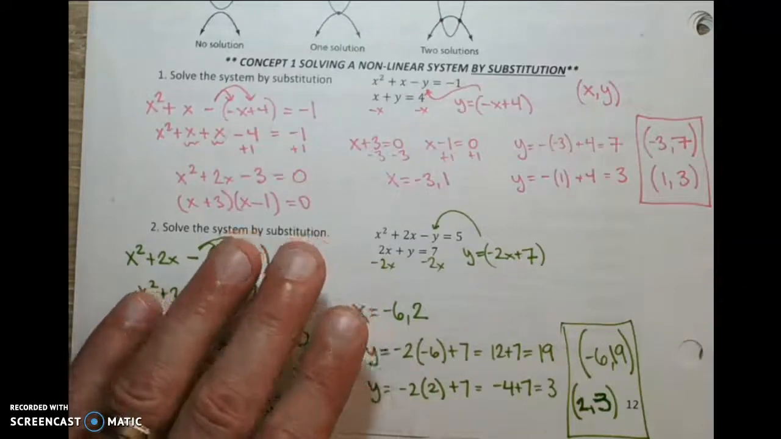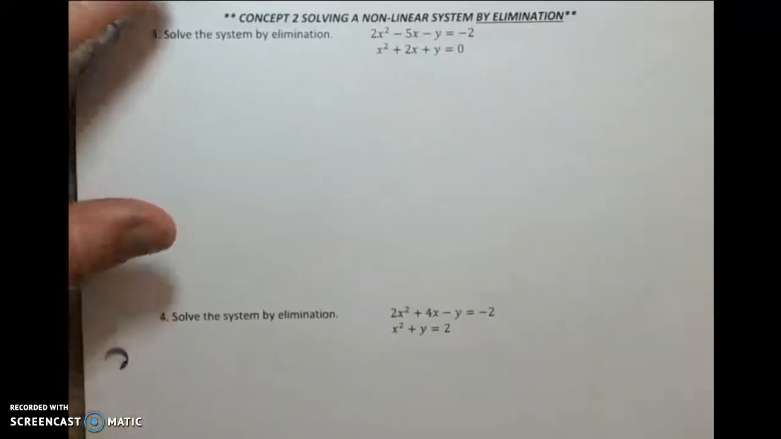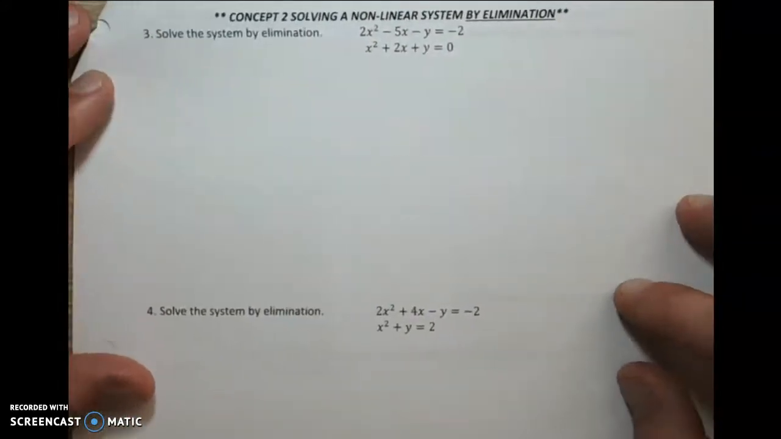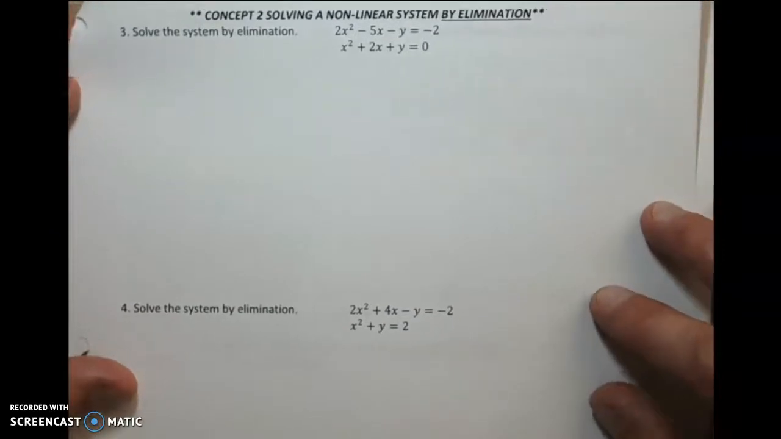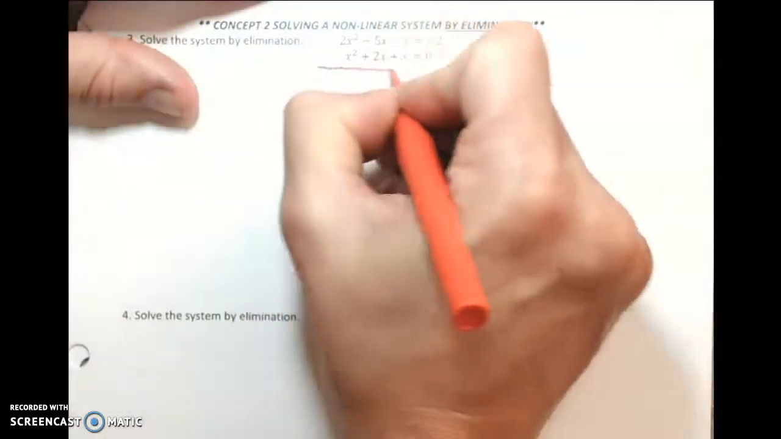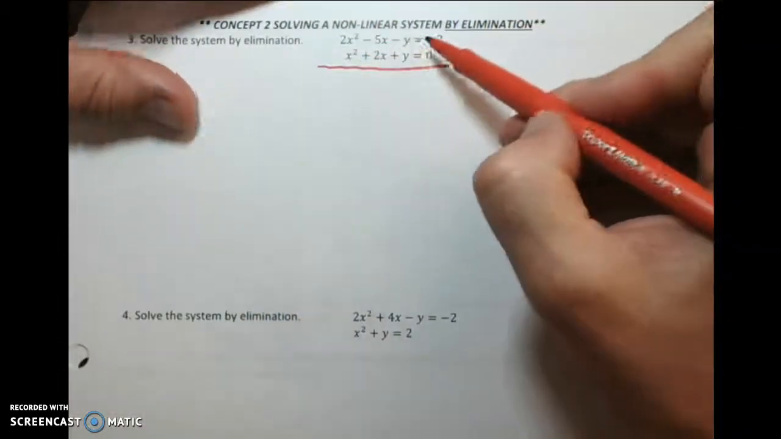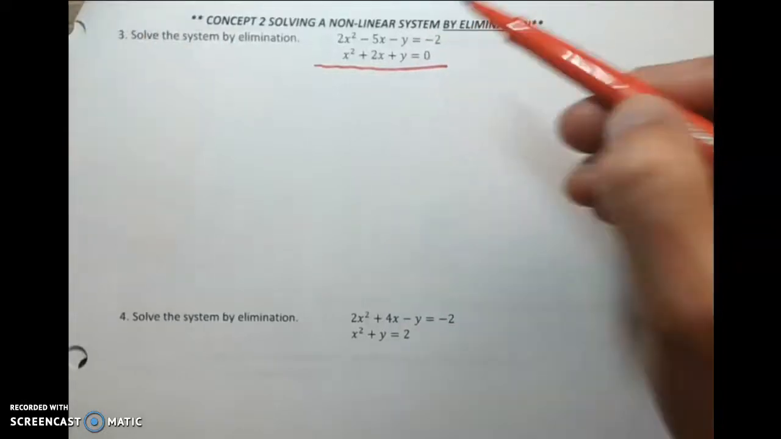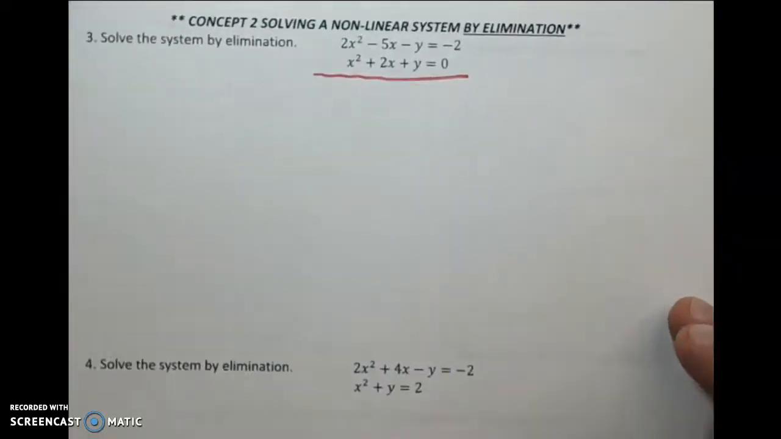Concept number 2 is solving a nonlinear system by elimination. And this also works really well, and especially if it's set up for it. And in this case, it really is. Okay, so if I go ahead and make a line underneath, what am I going to eliminate? Well, if you look, I have a negative y and a positive y.